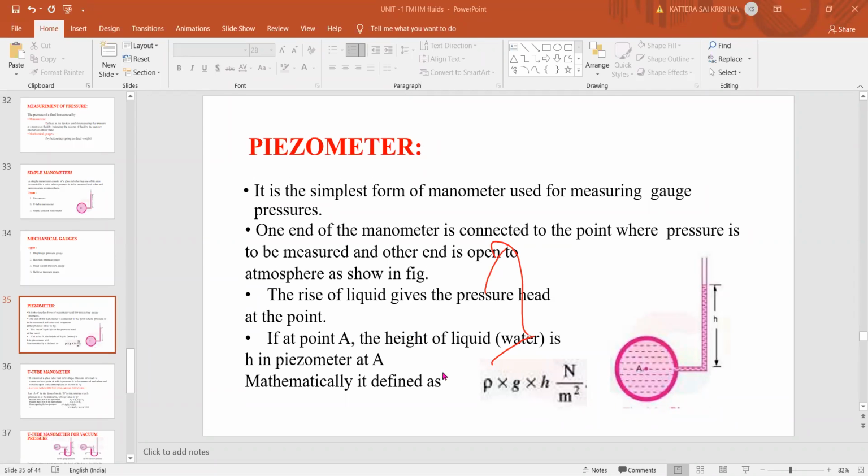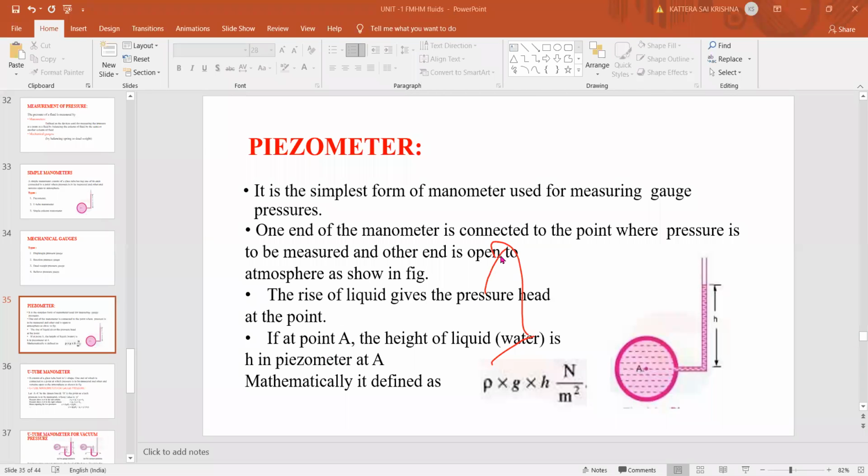So for finding the pressure, capital P, the pressure at that point A, is P equal to rho G into this H. So this H is nothing but the height of the fluid, which we can see in the tube. Right. The pressure units you already know: force per area, Newton per meter square. Remember that, force per area. The rise of the liquid gives the pressure head at the point. So this is called the pressure head at that point.